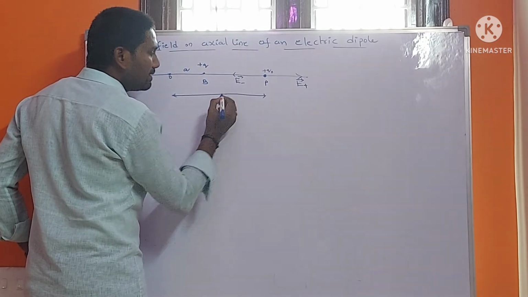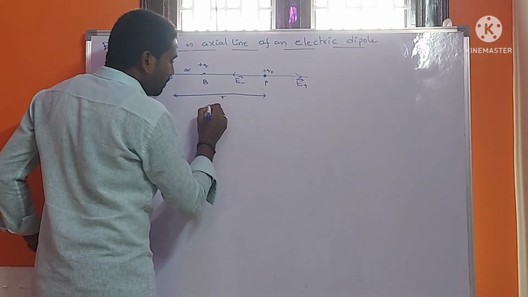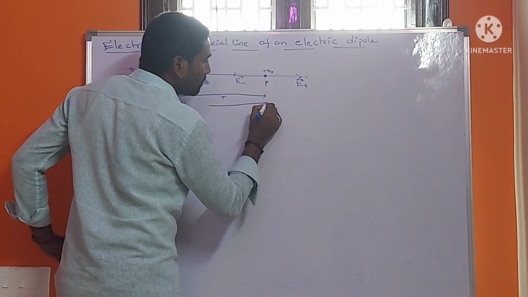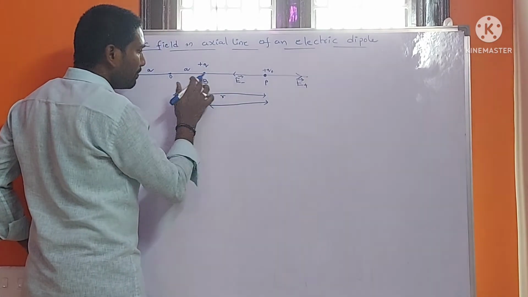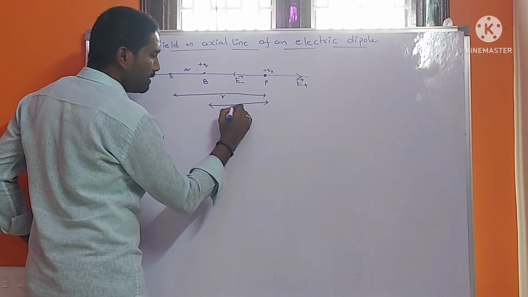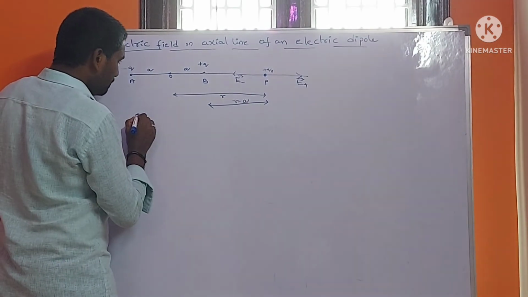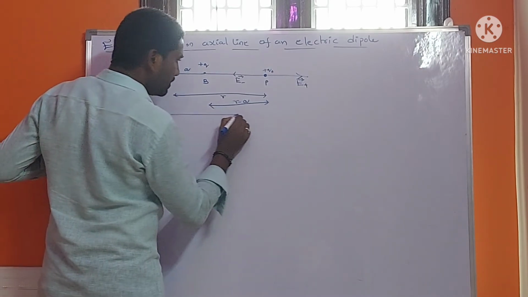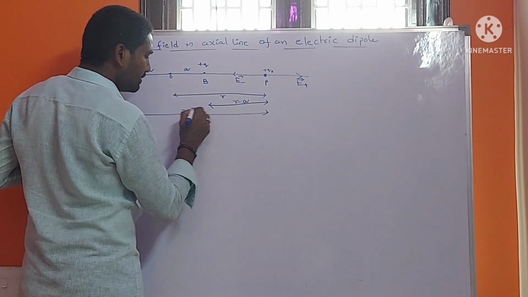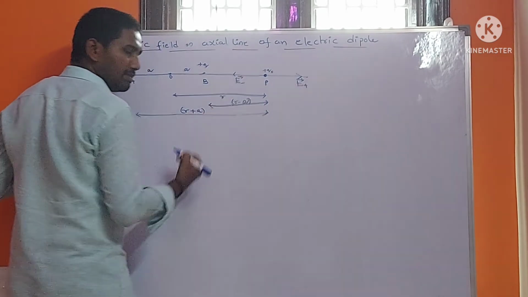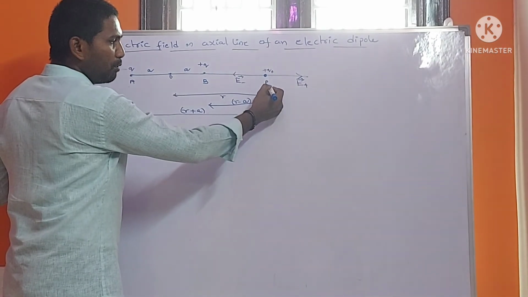P is taken as small. Next, the positive charge to P is taken as the, already we know the total distance, that is R. Here A is there. The remaining part is R minus A. Next, from the distance A to P, that is R plus A. Okay, we find out the electric field intensity at point P.